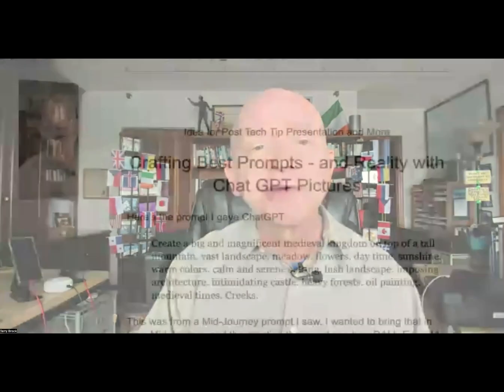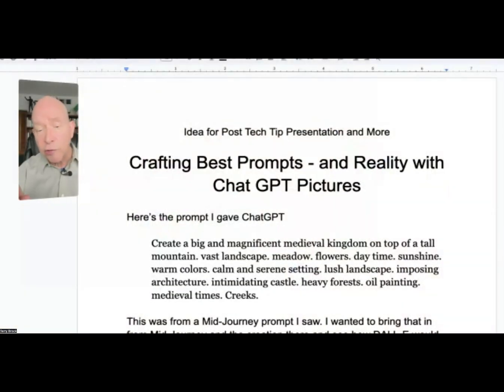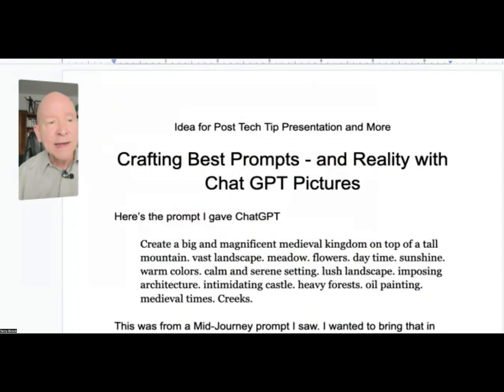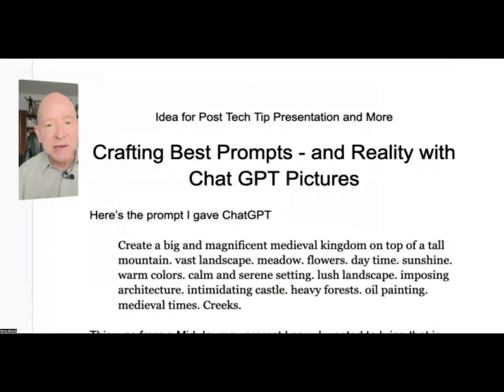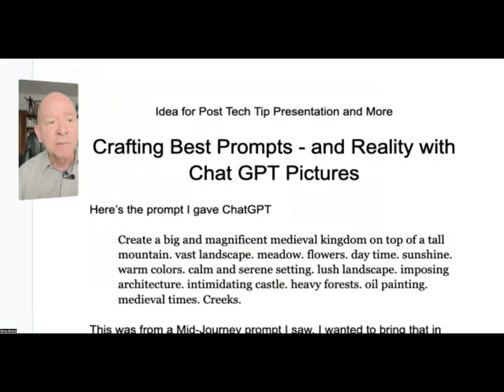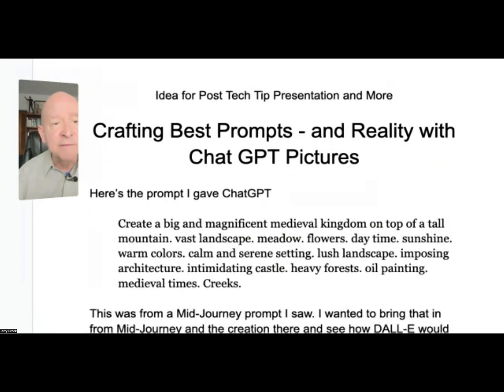So what I want to do is show you something that I did. This is on Google Docs, and it's something I copied and pasted in from ChatGPT. What I did is I found this prompt right here. You see where it says, here's the prompt I gave ChatGPT, where I was looking at a big, magnificent medieval kingdom on top of a hill. Well, the place I got that was where I was looking at someone talking about Midjourney. Midjourney is a tool, an AI tool, that is really known as one of the best of putting together your own images and creating them.